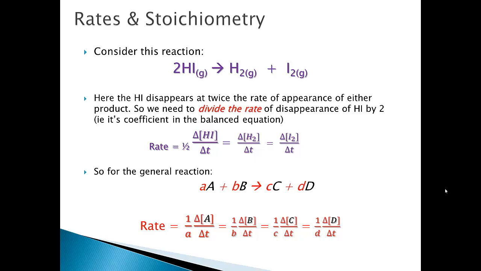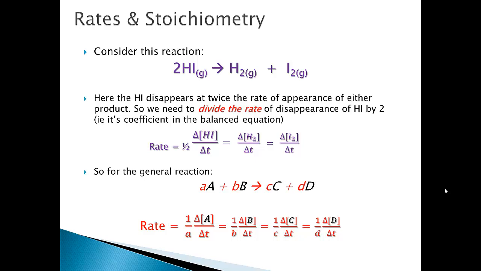So if we're looking at the rate of the reaction just by looking at the disappearance of HI, it will seem to us as the observers that the reaction is actually proceeding at twice the rate that it really is. So what we do is that we divide the rate of the disappearance of HI by 2. Okay, so the rate is now given by half of the change in concentration of HI over time, which is the same as the change in concentration of hydrogen over time, which is the same as the change in concentration of the iodine gas over time.